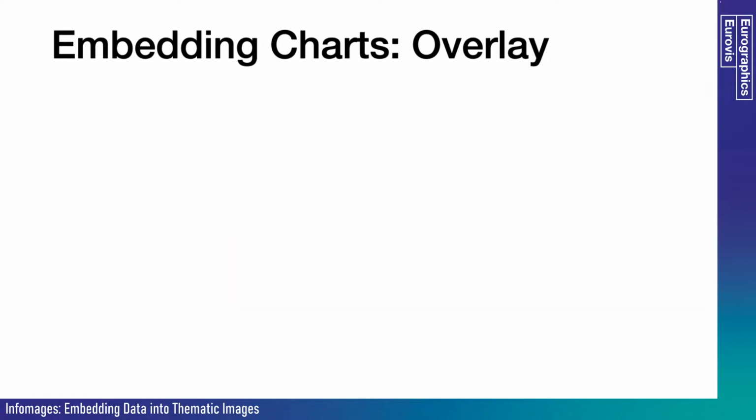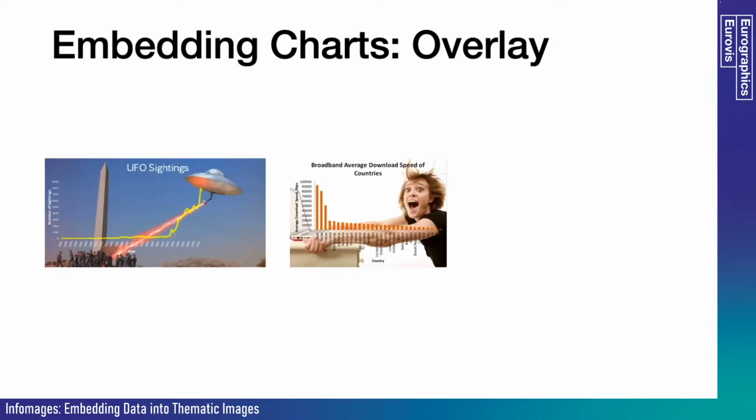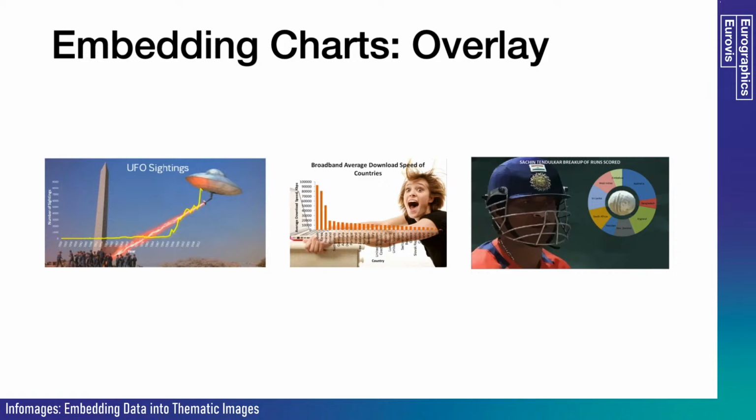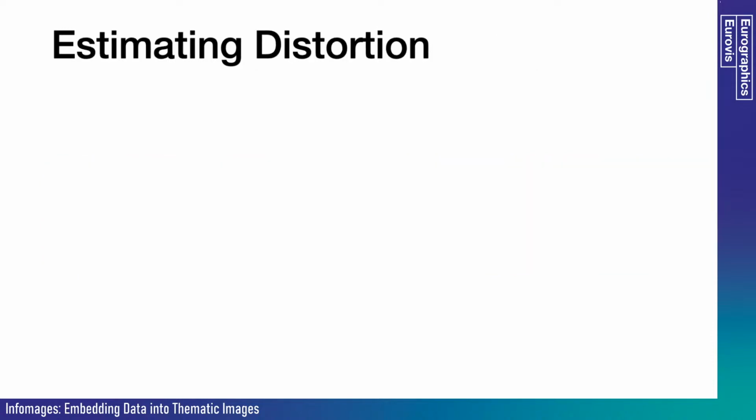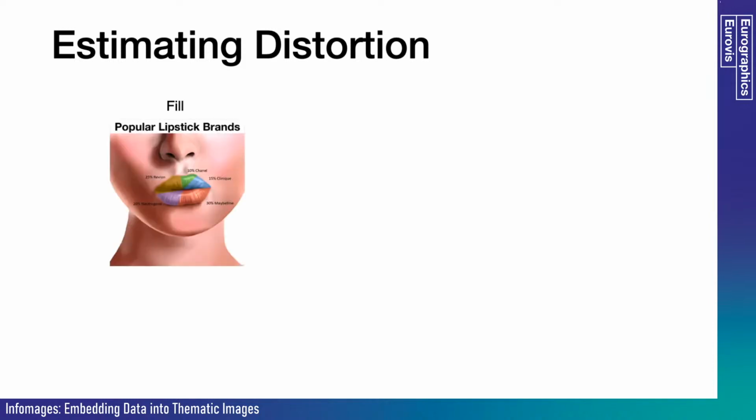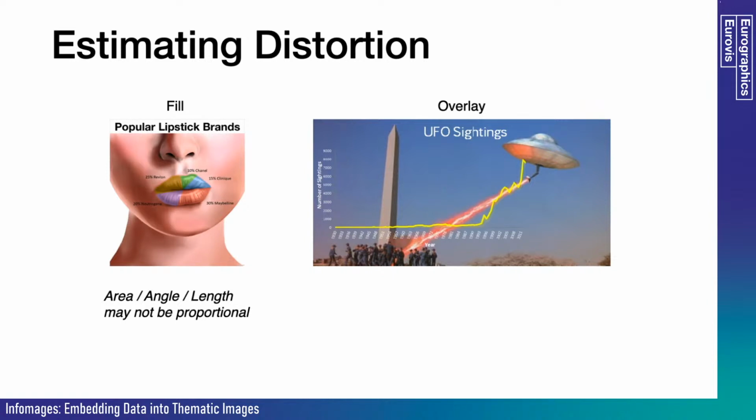With the overlay method, we support line, bar, and pie charts. However, for pie charts, we use half circles instead of half lines. The embedding methods, especially the fill method, add some distortion to the chart. In case of the fill method, the areas, angles, or arc lengths of the segments may not match the proportions of the original data. And in case of the overlay charts, the line or bar chart can get distorted by choosing an inappropriate aspect ratio or changing the range of the y-axis to change the perception of the trend.